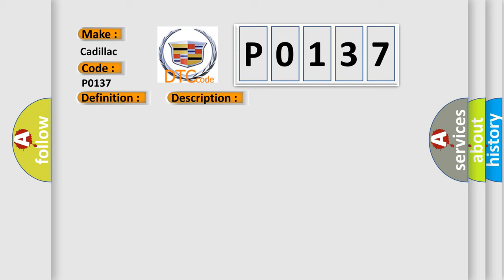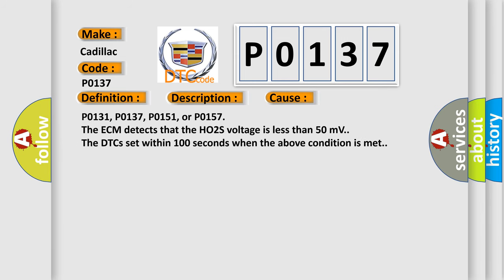This diagnostic error occurs most often in these cases: P0131, P0137, P0151, or P0157. The ECM detects that the HO2S voltage is less than 50 mV. The DTC is set within 100 seconds when the above condition is met.